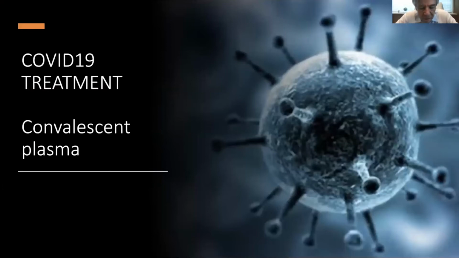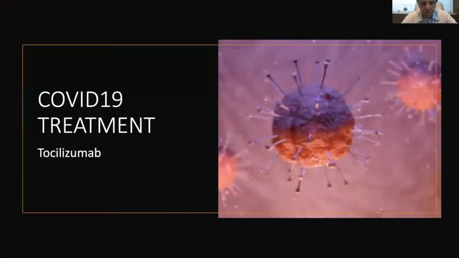Then there's convalescent plasma. In many diseases throughout the years, like measles and diphtheria, those who recovered from diphtheria or measles, or in this case, COVID, develop antibodies. So if you take their antibodies, their serum, and give it to patients who are acutely ill, then you're giving the patient antibodies, and therefore they're much more able to get rid of the infection.